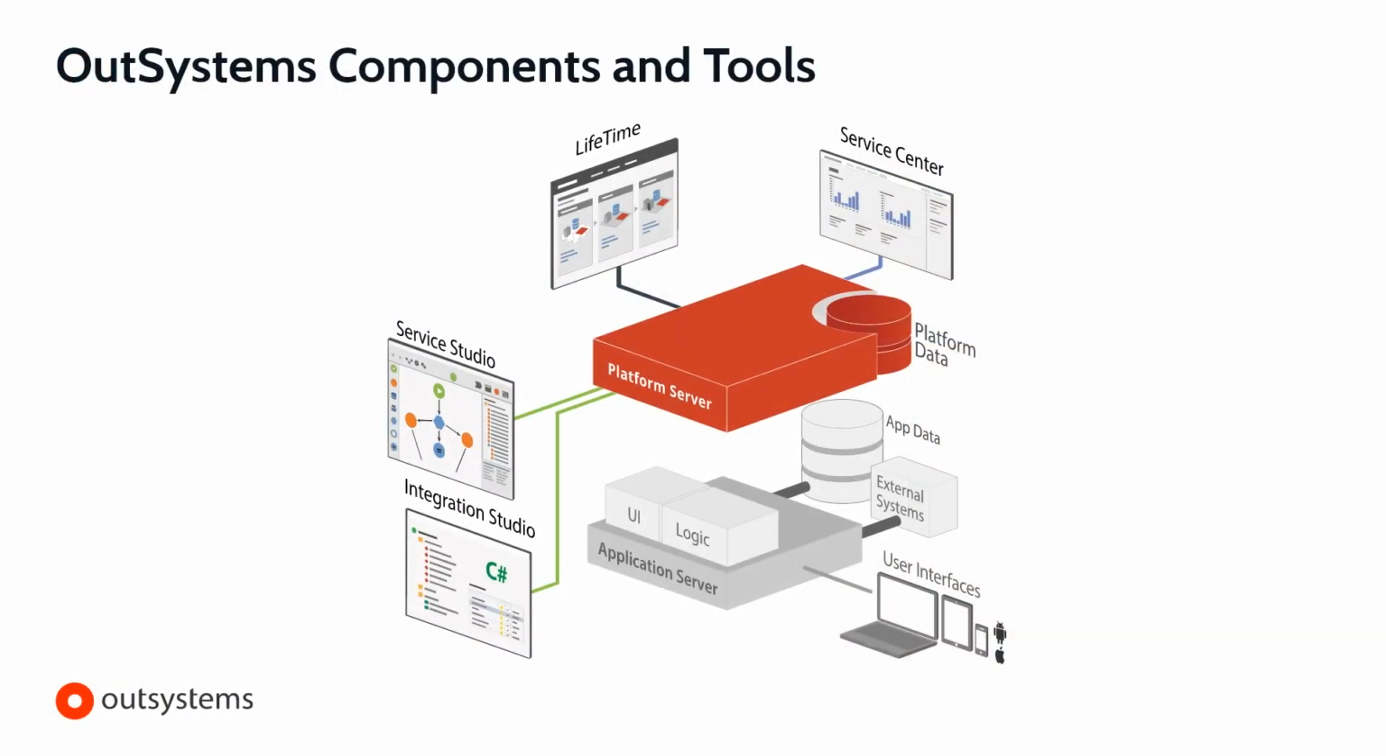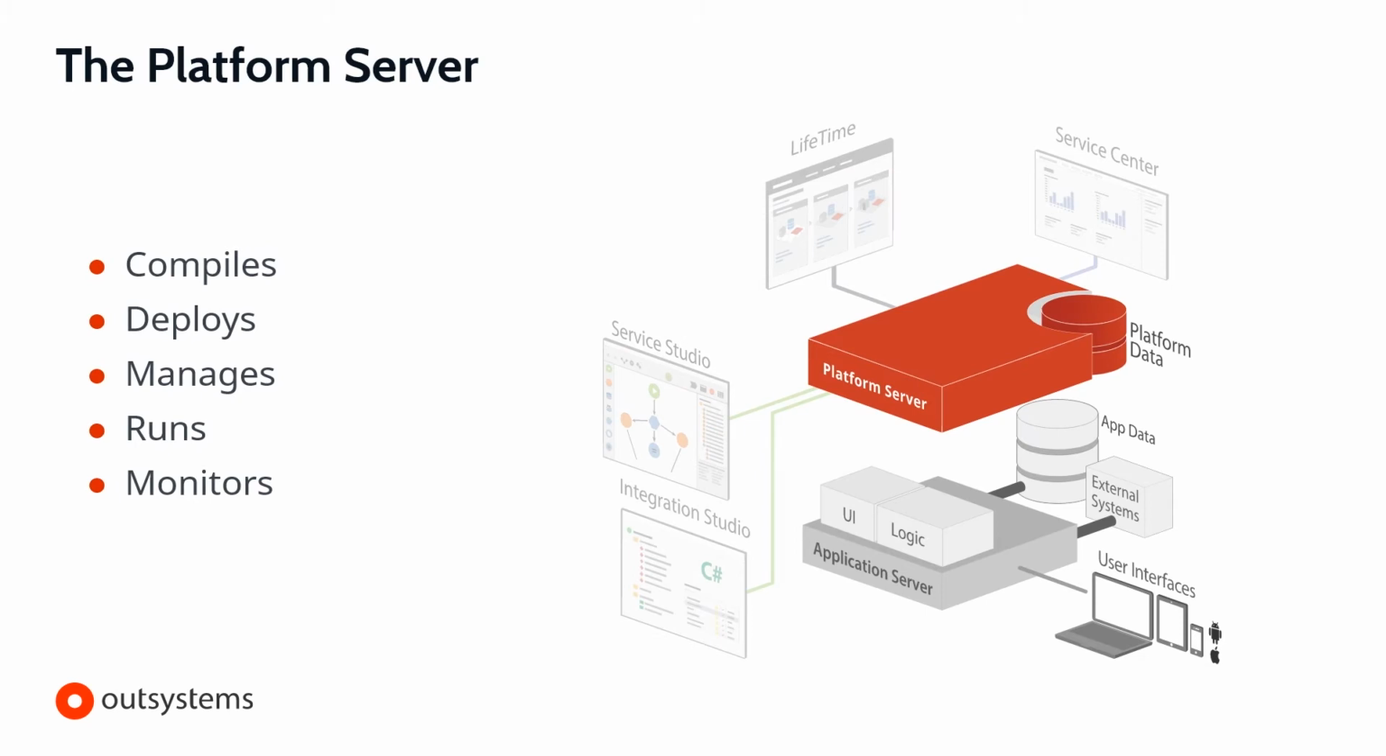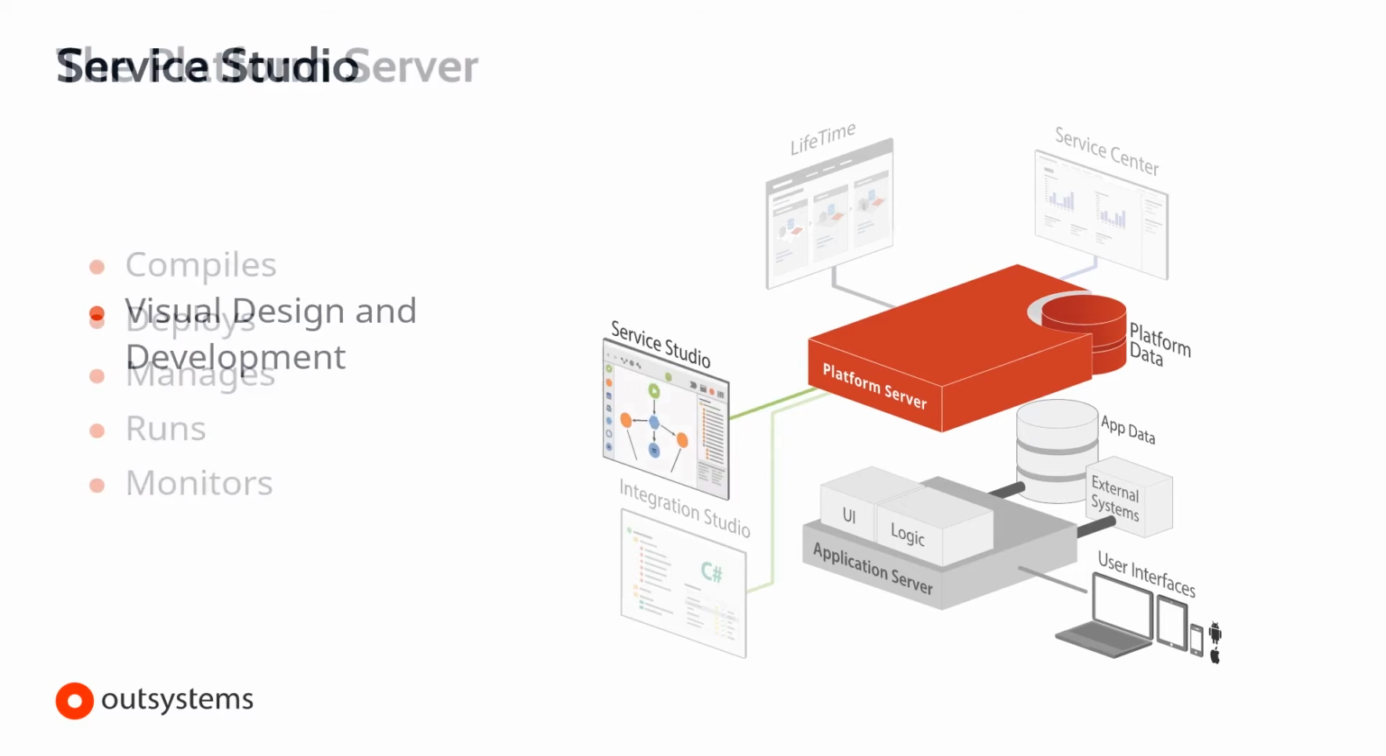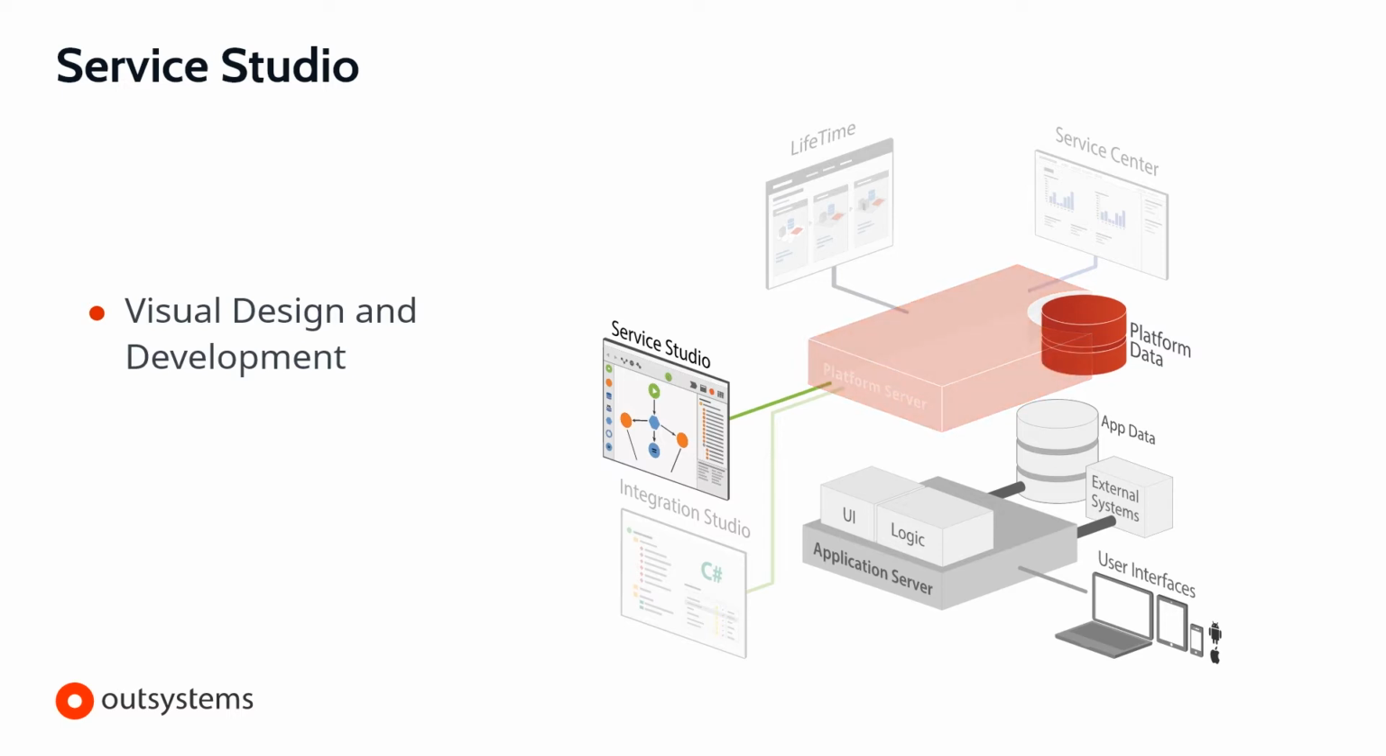A number of OutSystems components and tools are provided with the OutSystems platform. The first is the OutSystems server, which we will call the platform server. This is a set of servers that compile, deploy, manage, run, and monitor the applications inside your infrastructure. You can connect to the platform server from Service Studio, which is the OutSystems development environment for web and mobile apps. Once it's connected, developers can create and publish applications to the platform server.